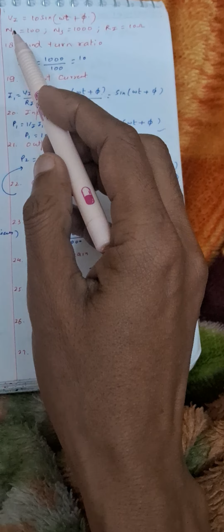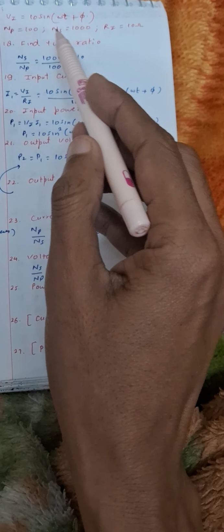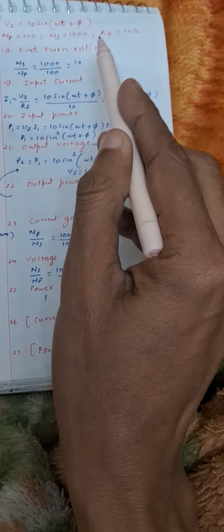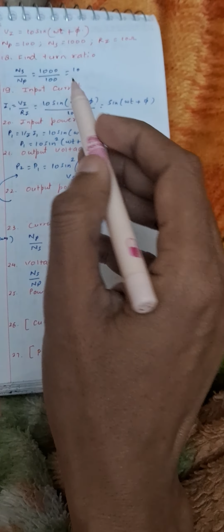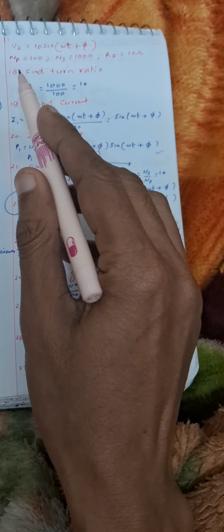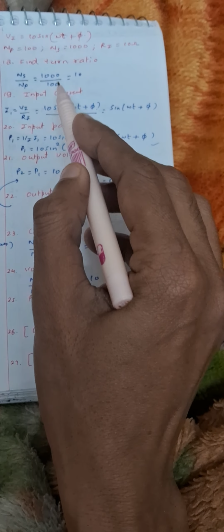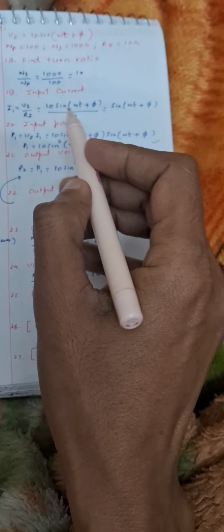Next, we are being given a sinusoidal voltage applied on the input as Vi is 10 sin(omega t plus phi). Number of turns in primary circuit is 100, in secondary 1000, and input resistance is 10 ohm. Then find turn ratio. So turn ratio is number of turns in secondary by primary, which is 1000 by 100, which is equal to 10.